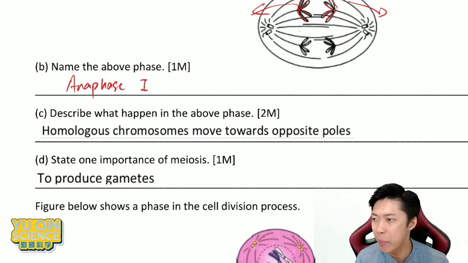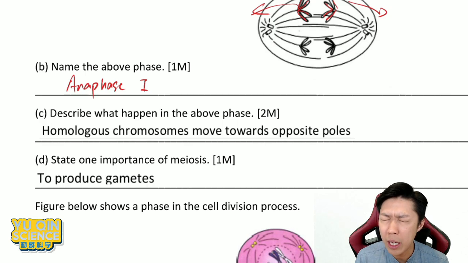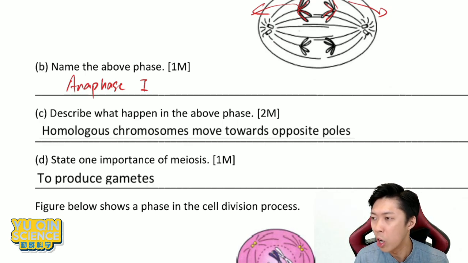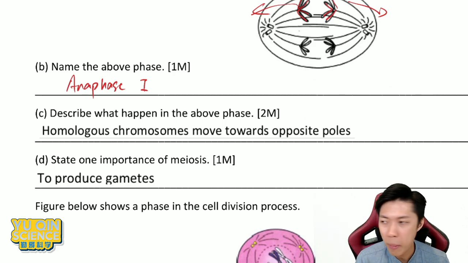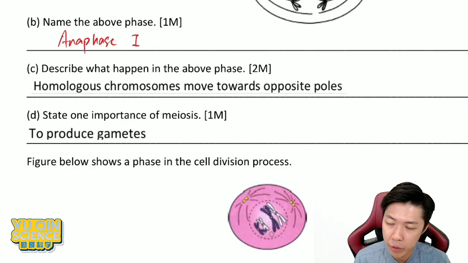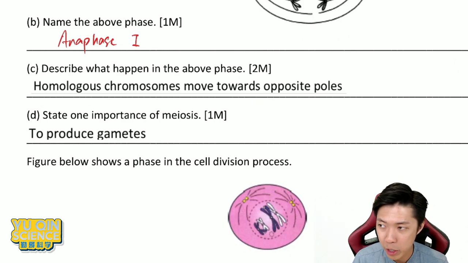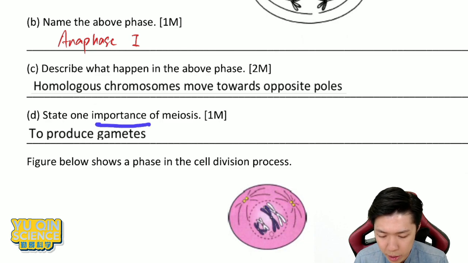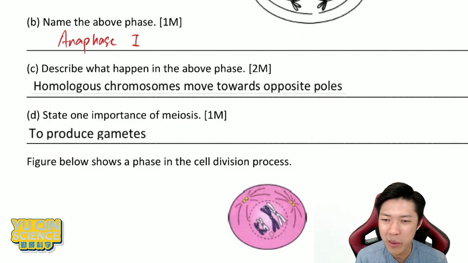All right, describe what happened above. So again, now you're, separate. Oh, keyword: separate. Separate or move towards the opposite pole. Okay, so similarly, there you go. If you want, you can copy exactly from what we have in the notes. Next one, what's the importance of meiosis? Like for what? Meiosis for what? Very important for you to produce gametes, sperm and ovum. That's all. That's all the function for mitosis. Sorry, that's all the function for meiosis. That's it. That's all. Okay.